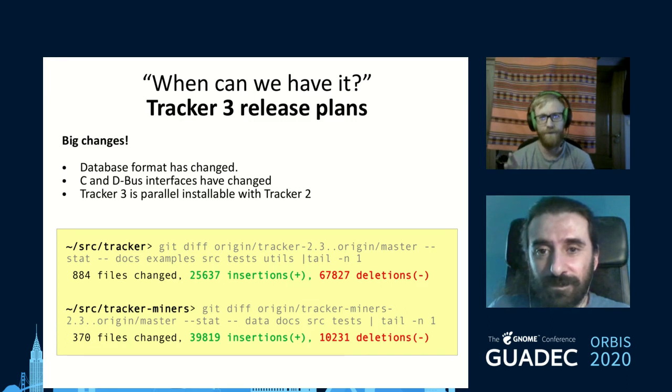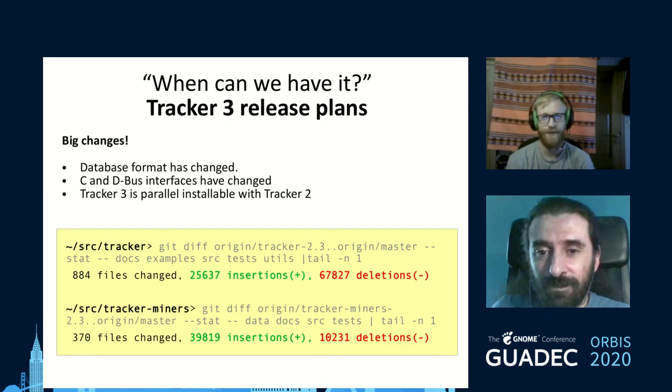So there is no way we can pretend Tracker 2 and Tracker 3 are the same, any more than we could pretend GTK2 and GTK4 are the same. We consider Tracker 3 a major version break. It's parallel installable with Tracker 2. So you can have both on your computer, but there is a catch. If you have Tracker 2 enabled and Tracker 3 enabled, they will both crawl the same files. So you will have double resource consumption, which we don't want.